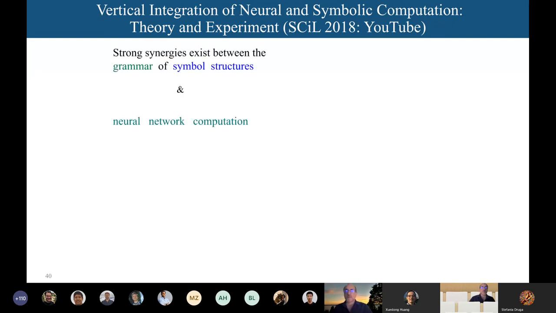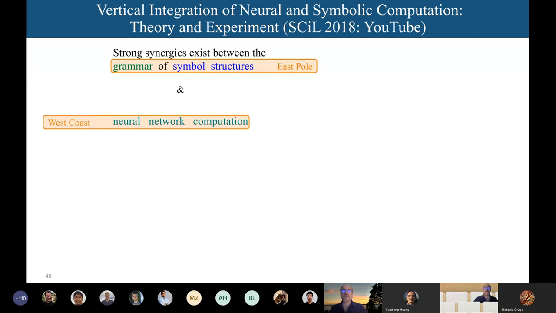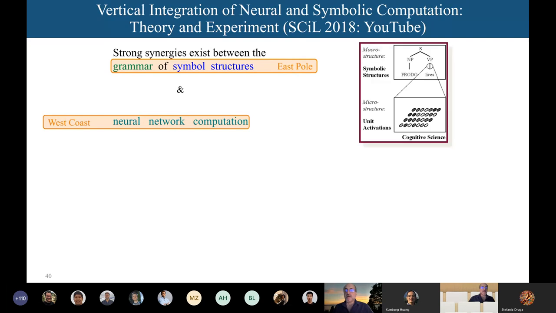The main claim of the talk is that strong synergies exist between the grammar of symbol structures and neural network computation, that is, integrating the East Coast and West Coast perspectives could strengthen them both. This is the neurosymbolic approach to modeling intelligence that I advocate. The key is the idea of integrating these perspectives vertically, of viewing symbolic and connectionist models as characterizing one and the same computational system at two different levels of description. A micro level, where the microstructure looks like a neural network, and viewing the same thing at a higher level, the macro level, we see symbol structures.